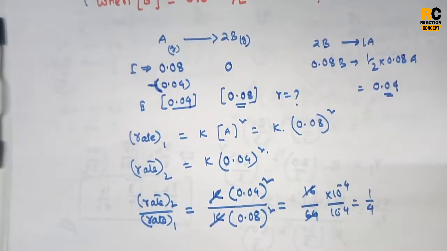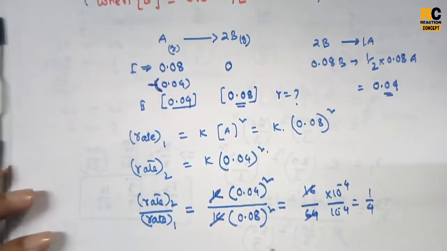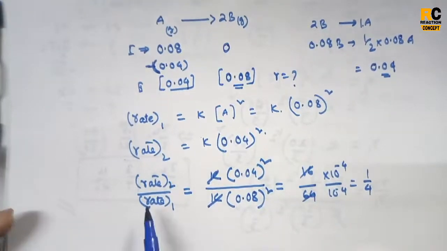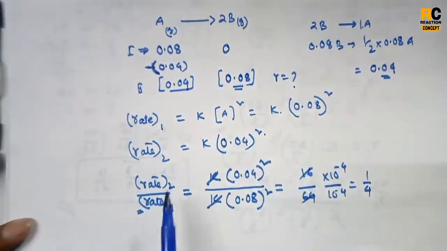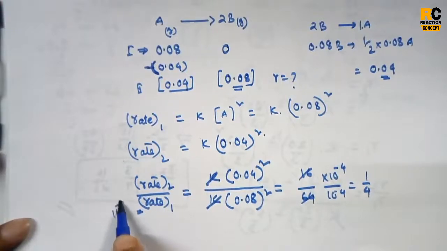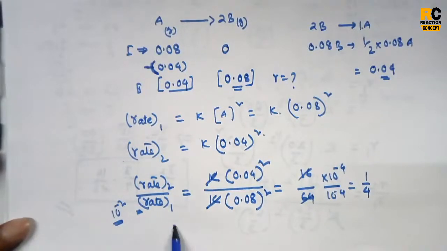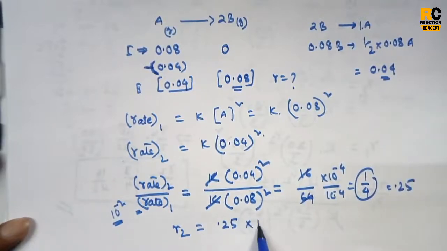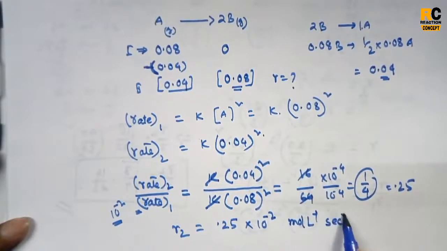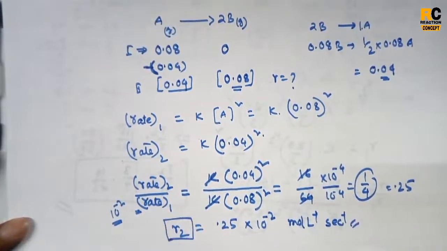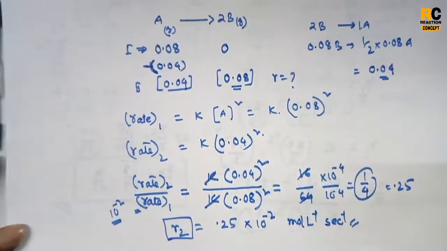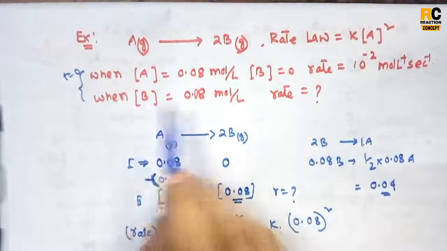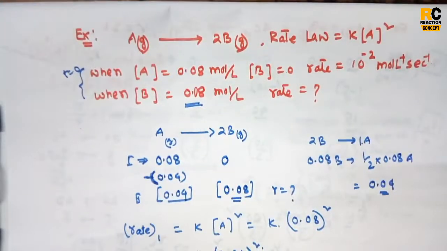Okay. Again, you know that the rate of the reaction at initial concentration, that is R1, is given as 10 to the power minus 2. So rate 2 would be 1 by 4, that is 0.25 into 10 to the power minus 2 mole liter inverse second inverse. So this is the rate of the reaction where the concentration of the product, that is B, is 0.08 mole per liter.